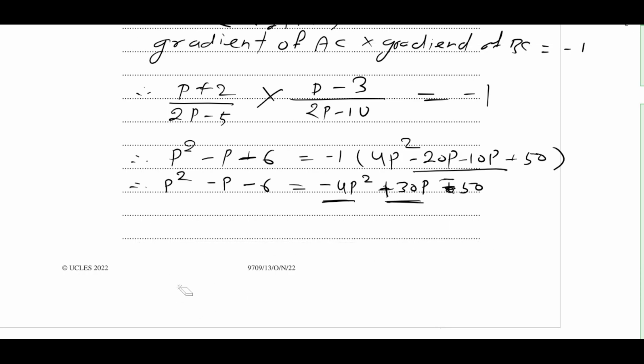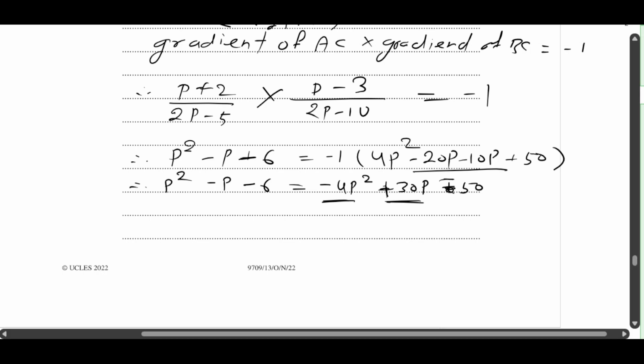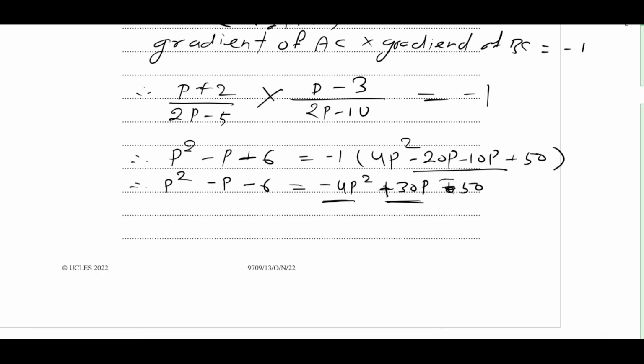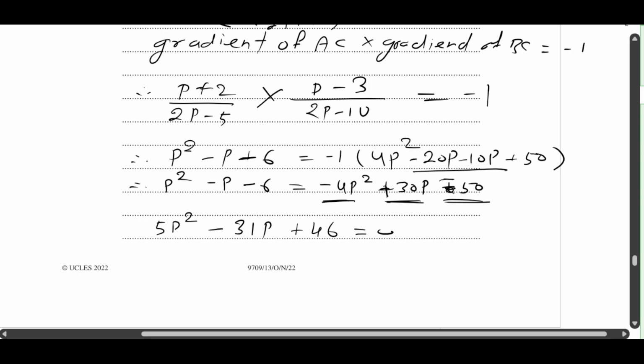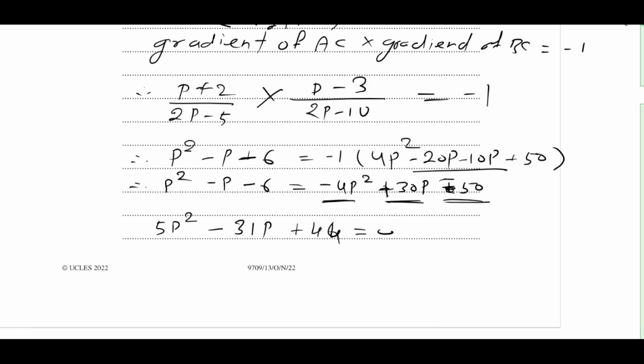Now minus 4p square will come here, it will become 5p square. Then this 30 will come here, it will become minus 31p, and this minus 50 will come here, so it will become plus 46 is equal to 0. This is our quadratic equation: 5p square minus 31p plus 44, not 46, plus 44 is 0.